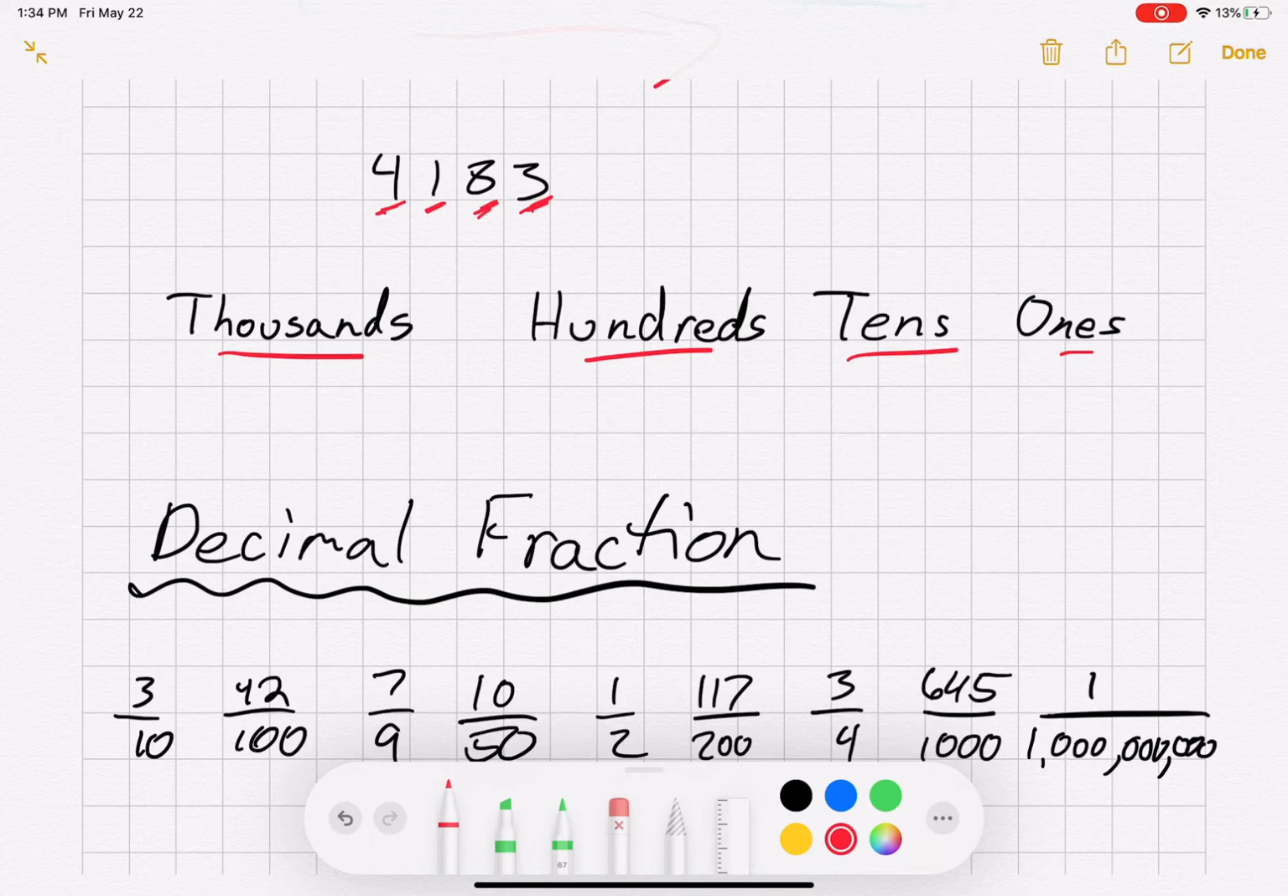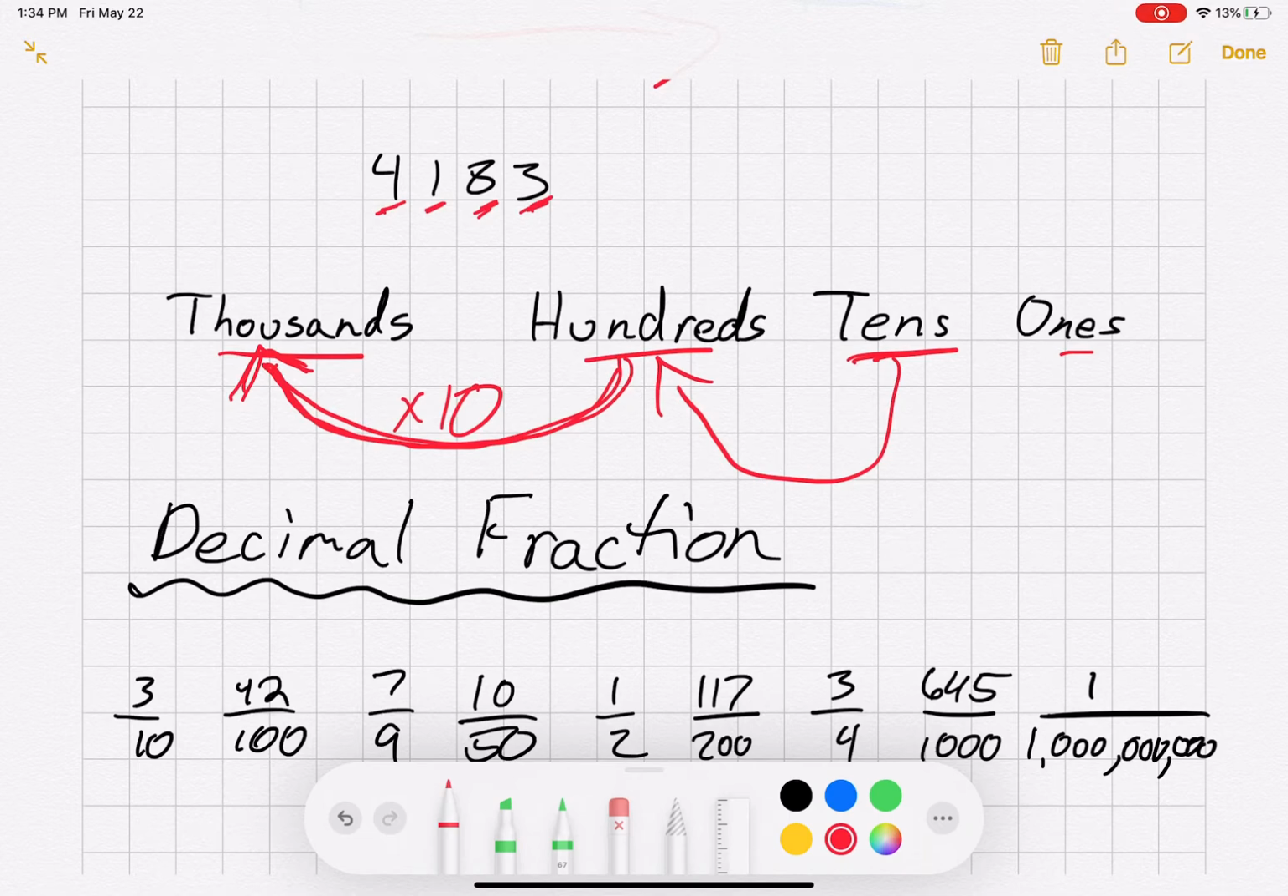So I'm thinking to myself, how many hundreds are there in 1,000? To move from one to the other, if we're thinking about our regrouping strategies, there are 10 hundreds in 1,000. If we go to tens and ask how many tens in 100, same thing, there are 10 tens in 100. And going from ones to tens, again, there are 10 ones in a ten.